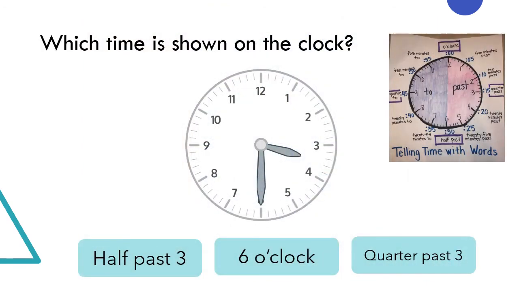Time is shown on the clock. You can show this on your clock and then read the time out loud. Your options are 3:30, 6 o'clock, or 3:15. Pause if you need more time. It is showing 3:30, and this is the same thing as half past 3.